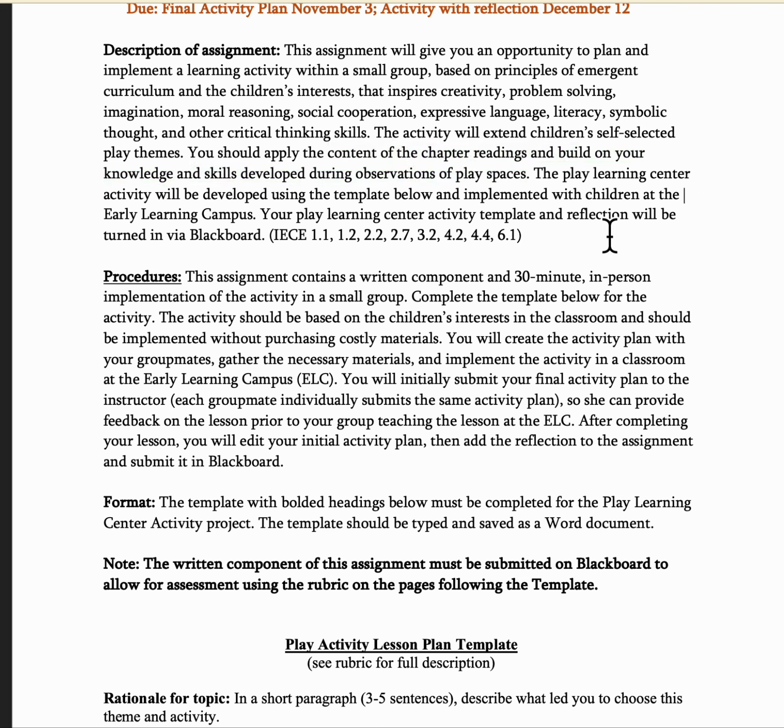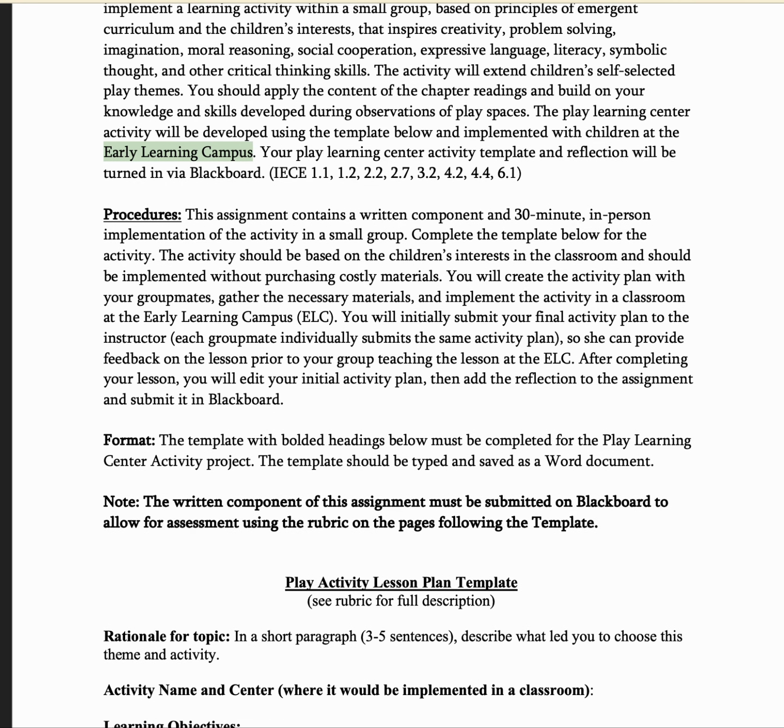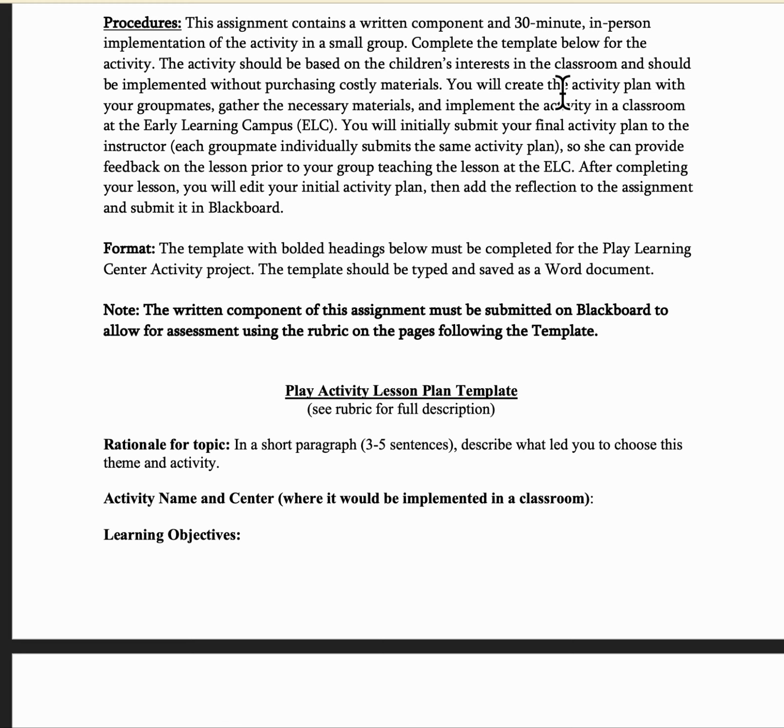So there is a template below, and some of you will not be doing it at the Early Learning Campus. And if you've already arranged that with me, you're fine. So you can ignore that part. Some of you are in different programs and have different needs. And it says here you will turn it in Blackboard. So there is a written component and a 30-minute in-person implementation of the activity in a small group of children. Okay, that's why I need to get this to the teachers so they can help get this arranged.